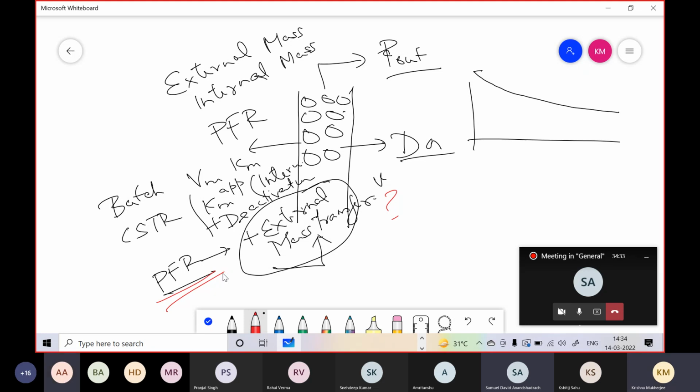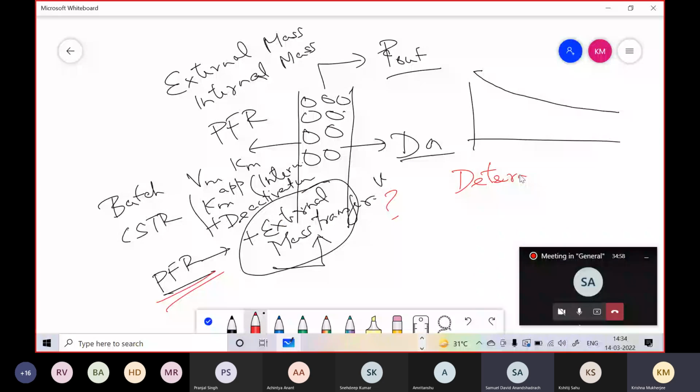Sir, can you define what is the precise aim of this experiment? The precise aim of this experiment is to be able to determine the parameters. It is parameter estimation from experiments. Determine parameters. So what are the parameters?